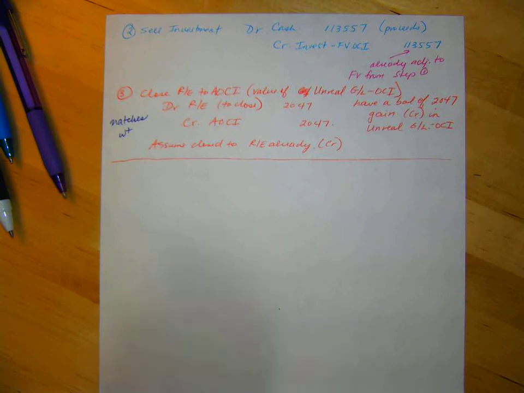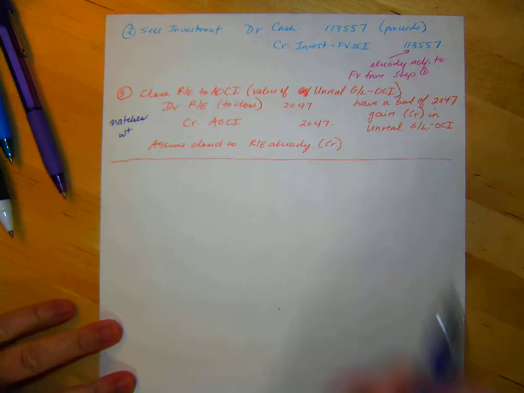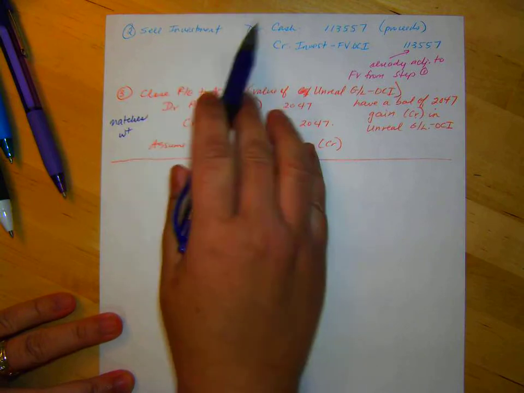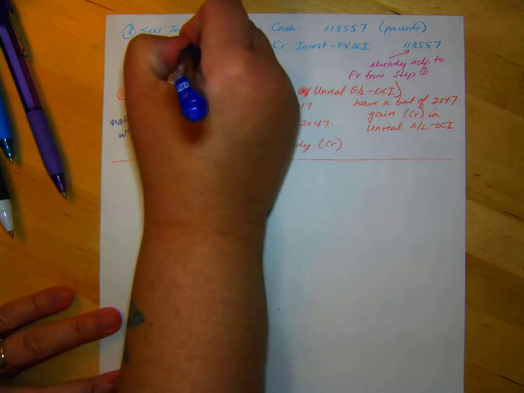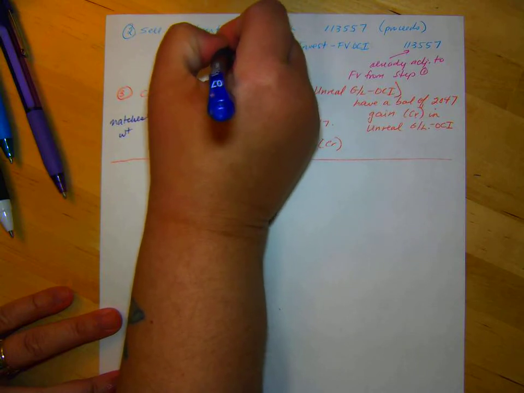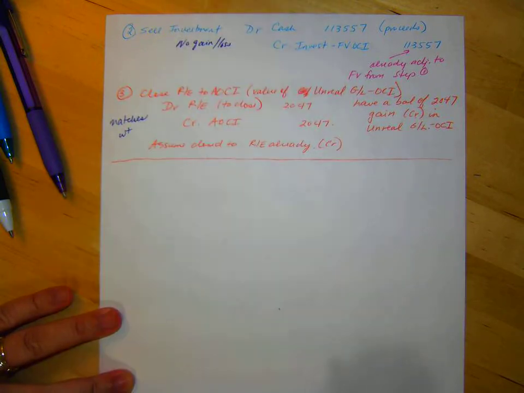So just read the steps. First, we calculate the proceeds and the current balance and write the portion of the investment that's being sold, not the whole thing, just the portion, to fair value, whether it's up or down. In this case, it was a gain of 2047. Then we sell the investment. There won't be any gain or loss if you've done it right. And then close retained earnings to AOCI.